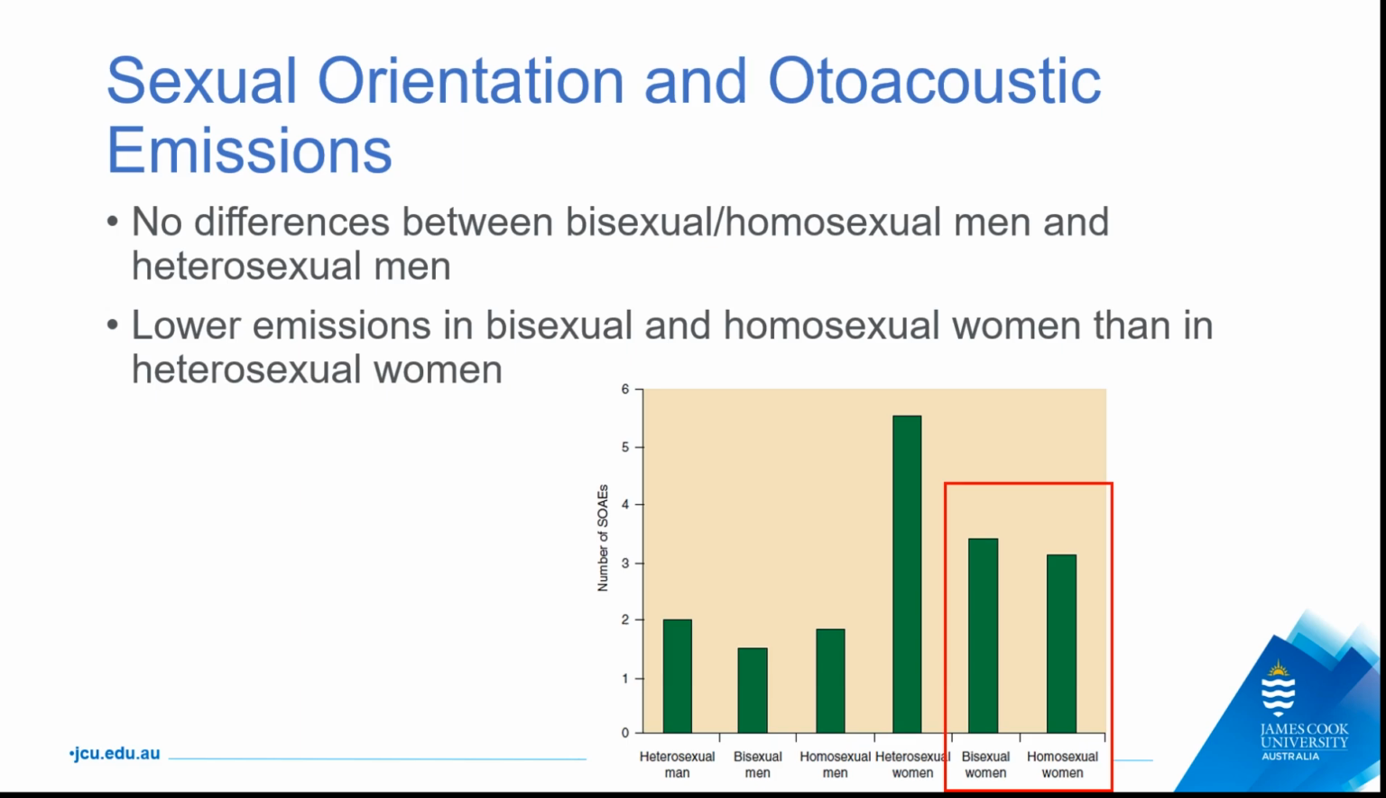Now we look at otoacoustic emissions again. This is a very interesting finding. Now I'll elaborate on this a bit more. We have no differences between bisexual, homosexual men and heterosexual men. However, when we look at women, bisexual and homosexual women have lower emissions in this otoacoustic emission compared to heterosexual women. It's at the midway point, I would say, in what I encapsulated in a rectangle. It's somewhere at the midway point between heterosexual women and all the men. Just take note of that.